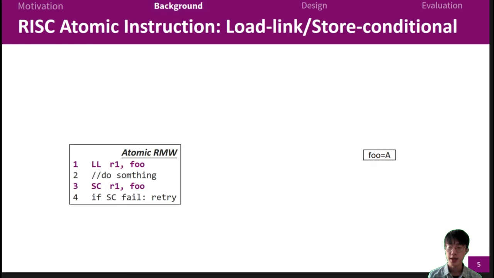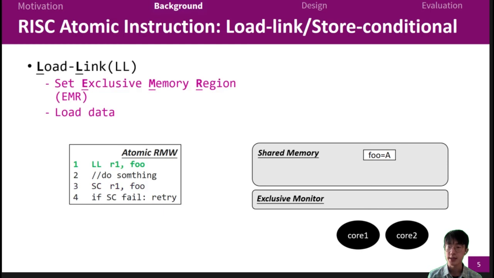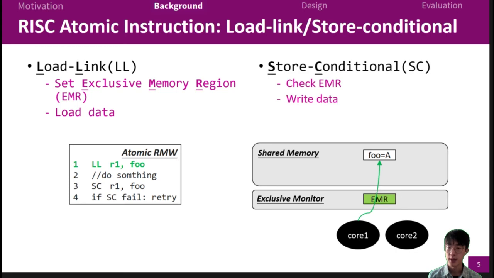In the RISC architectures, load-link and store-conditional are a pair of instructions used to achieve atomicity for many read-modify-write instructions. Any memory access operation is monitored by the exclusive monitor. Load-link sets an exclusive memory region, EMR, to mark an atomic variable and loads the data to a register. Then the store-conditional first checks the EMR flag, and if the EMR is still valid, the SC succeeds. If not, it reports a failure and triggers a retry of the LLSC until it succeeds.